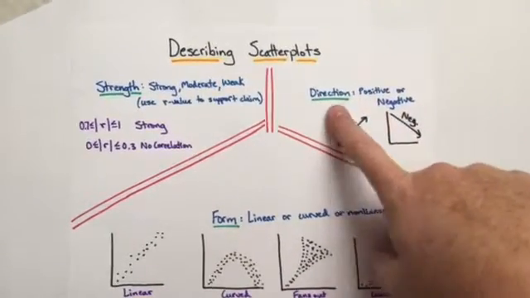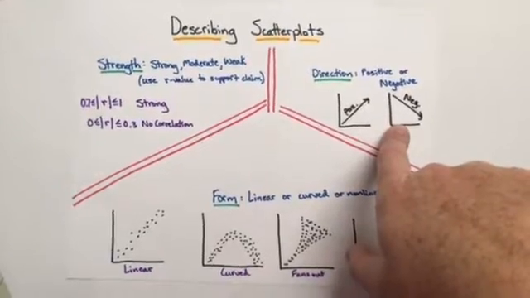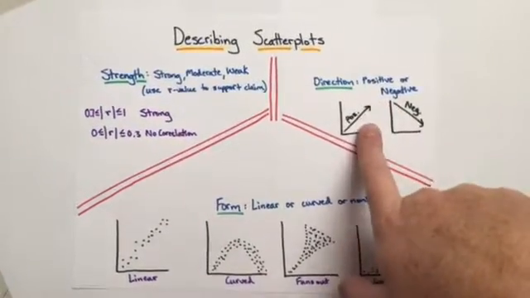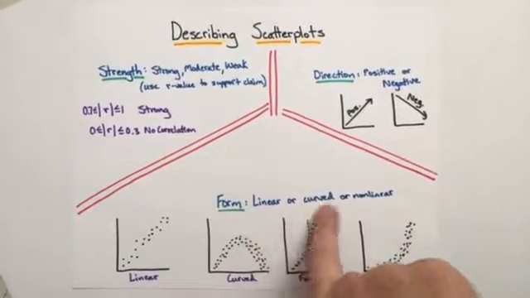For direction, it's simply positive versus negative. So those are pretty self-explanatory, but make sure you don't leave it out because it is something small but very important. And form, we normally look at linear, or is it curved or nonlinear?